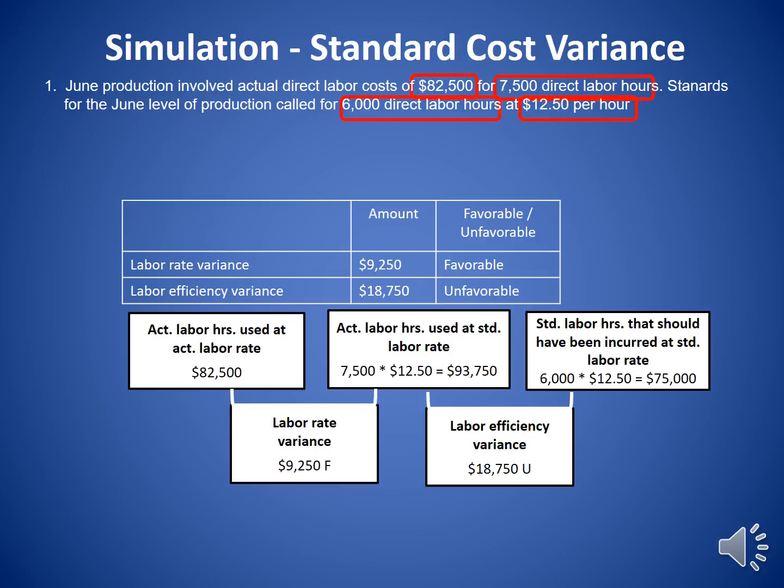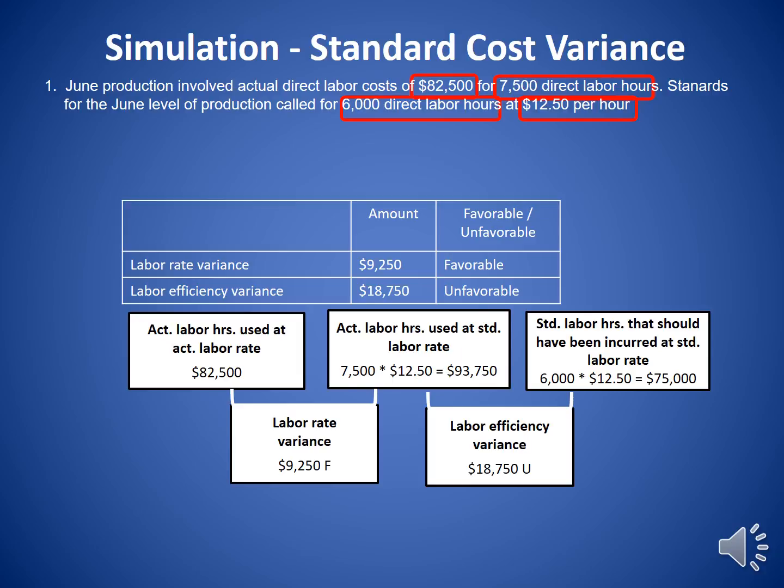Okay. In our labor variances, we had a labor rate variance of $9,250, and it was favorable. And we had a labor efficiency variance of $18,750, and it was unfavorable. So let's see how we arrive at those calculations.